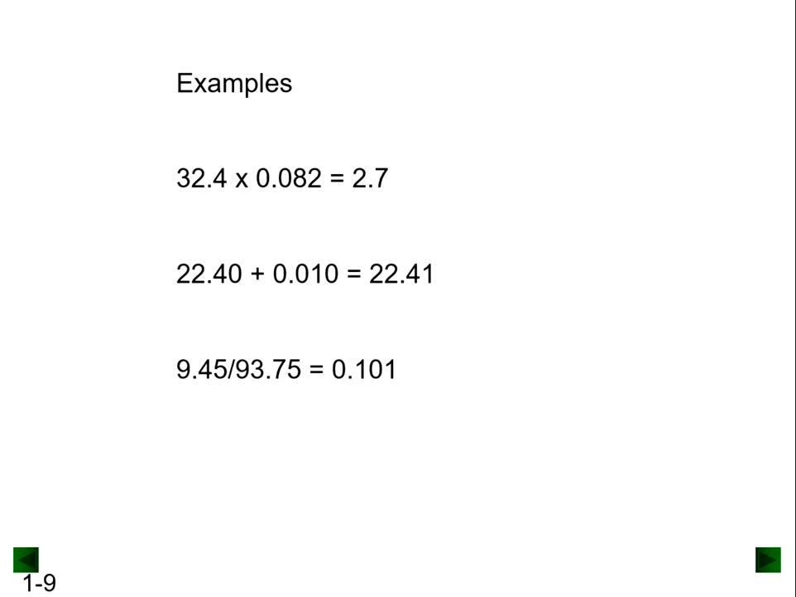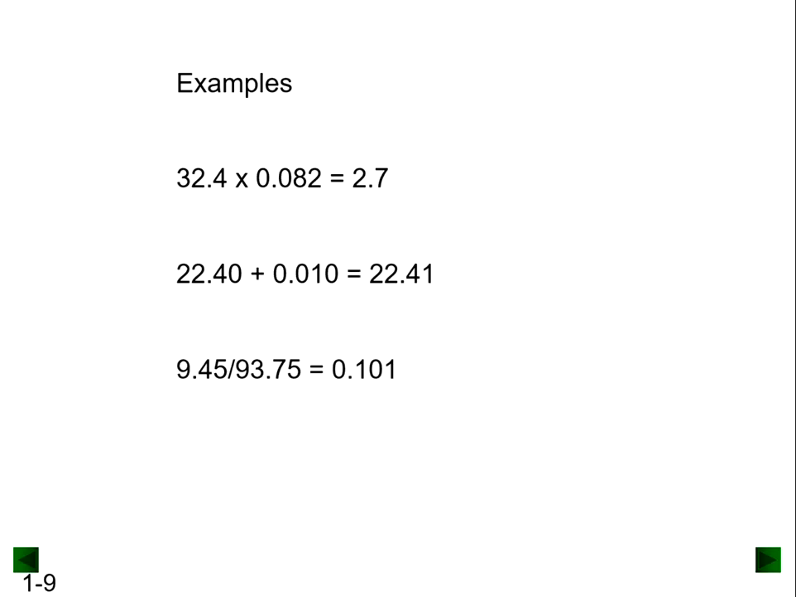Next, we have 22.40 plus 0.010. 22.40 has 4 significant figures, 0.010 has 2 significant figures, but if we line these numbers up when we add them, 22.40 has precision only in the hundredths place. 0.010 has precision all the way to the thousandths place. So our answer is limited by the least precise placeholder, that is the hundredths place. So our answer has precision to the hundredths place. And if we add these 2 numbers together, we get 22.41. The precision is in the hundredths place. And you can see that even though we added one number with 4 significant figures and one number with 2 significant figures, our answer has 4 significant figures. It is determined in addition and subtraction by the least precise placeholder.